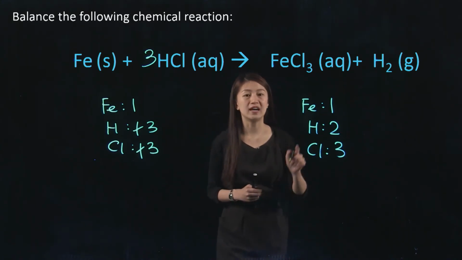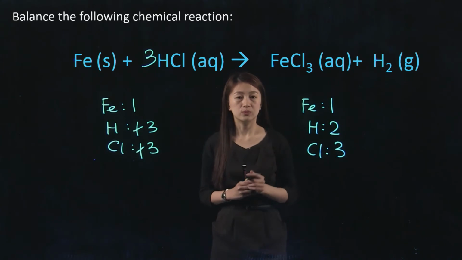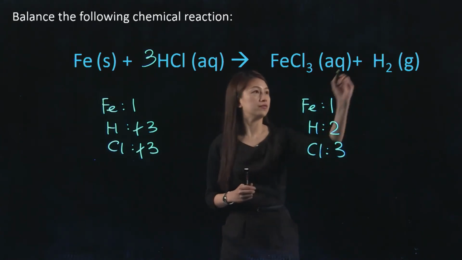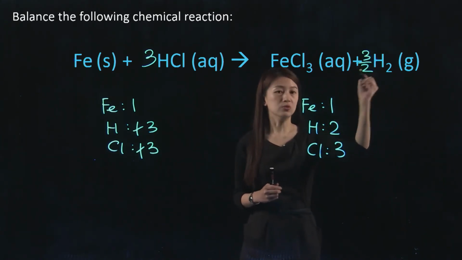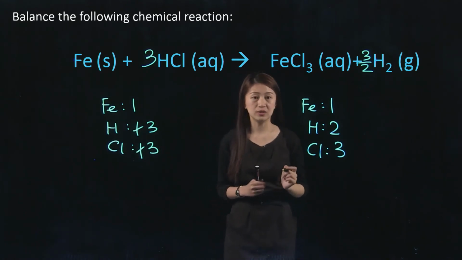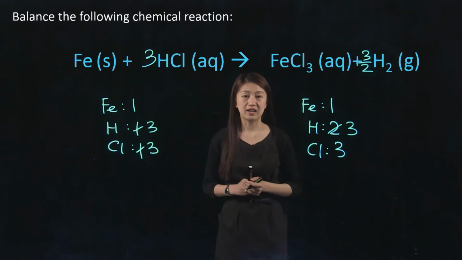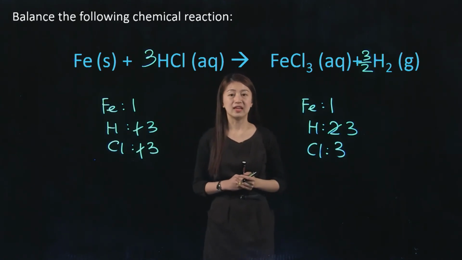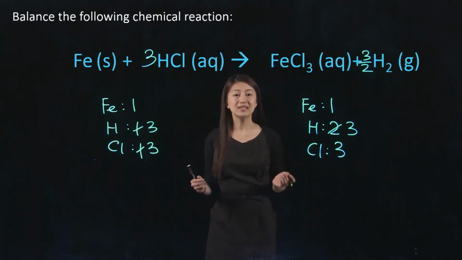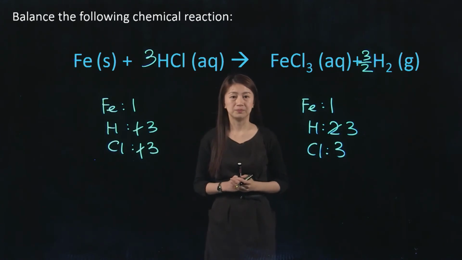In order to balance hydrogen, I can put a fraction of 3 over 2 in front of H2, and that's going to give me a total of 3 hydrogen atoms. And there you go, you have a balanced chemical equation.